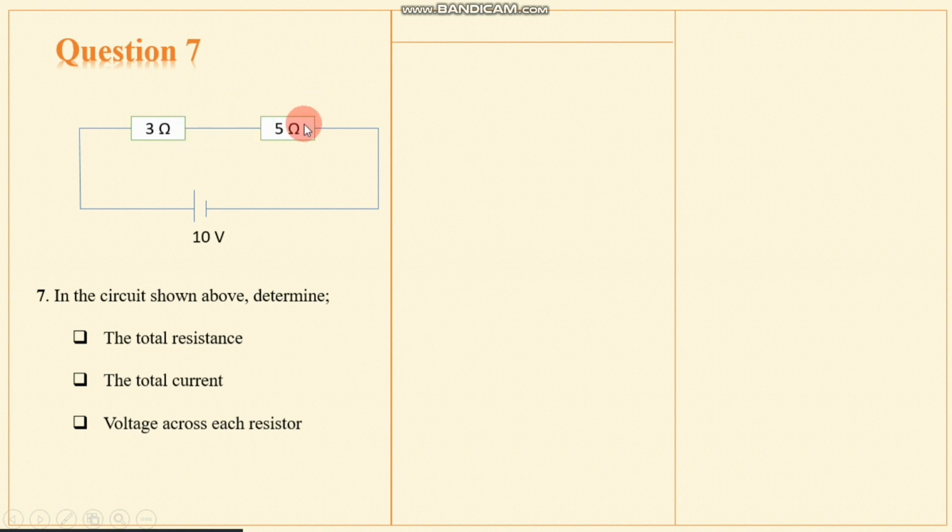For resistors connected in series, the potential difference given is shared among the present resistors. So in this case, the 10 volts is going to be shared based on the degree of resistance offered by these two resistors. So we are going to have a proportion of voltage across the 3 ohm resistor, and another portion of voltage across the 5 ohm resistor, and the sum of those proportions gives us the 10 volts. So we are going to look at the solution of this question.